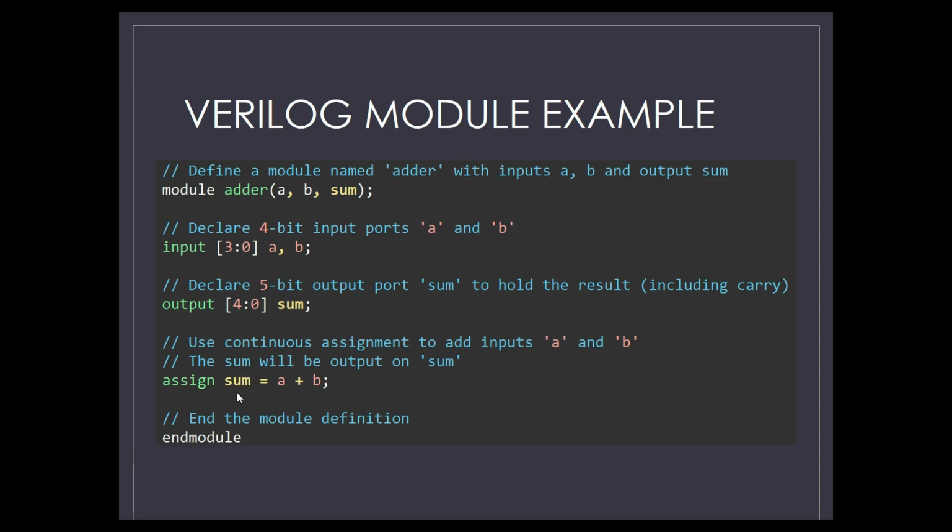Once we have declared the module, I have written a logic: assign sum is equal to a plus b. You can understand it as ultimately the input ports A and B will be added together to provide the output sum. And what does this assign keyword do? We will also be taking a look at it in detail in further videos. And once I have completed my logic, I will write endmodule. So this is a basic example of an adder.